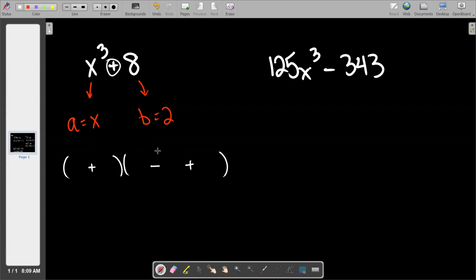Okay, so let's plug stuff in. What's going to go in short set? X plus 2 and long set? Yes. X squared minus 2x plus 4. So maybe you'll see a problem just that easy.